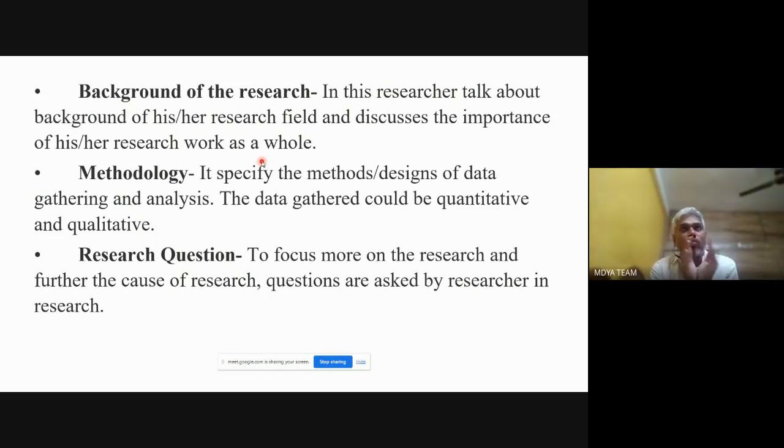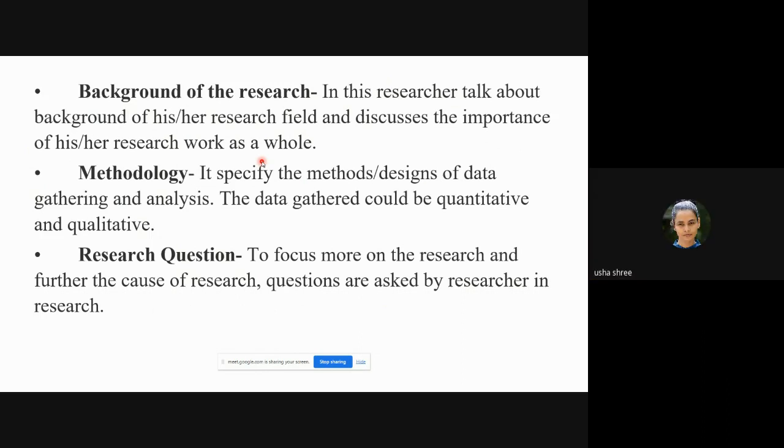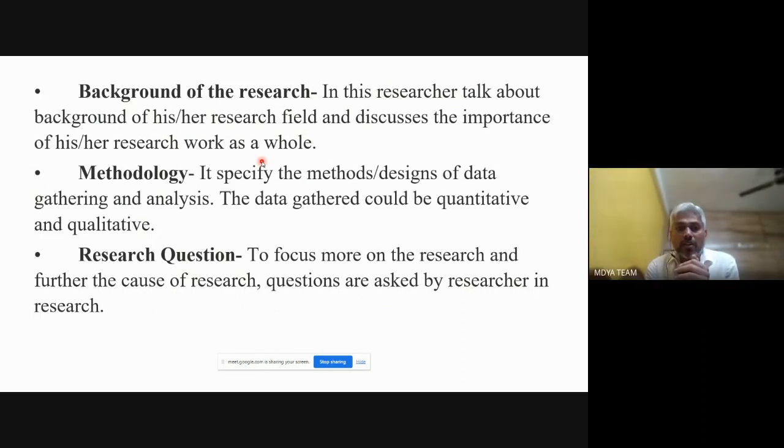So in the background, what will you include? You will include the introduction and the literature review. And in methodology, you will tell about the sampling, population, design, and data collection, what kind of data it is, and what statistics you will do.